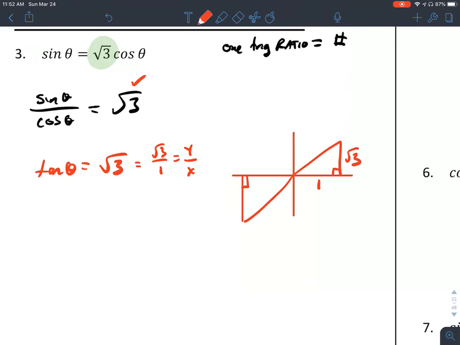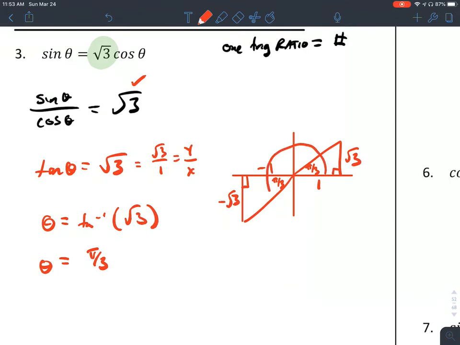In quadrant 3, that makes y negative square root of 3 and x negative 1. What does that make my reference angle? Well, that's going to make this pi over 3. So my answer, well, I should solve the equation for theta. Theta is going to equal tangent inverse of square root of 3, which is going to make theta pi over 3. And then here, that's going to be 4 pi over 3.